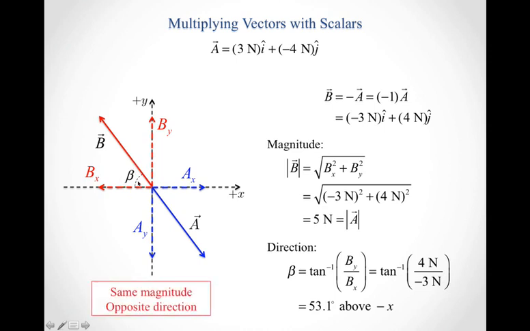So you can see that vector B has the same magnitude as vector A. It points in the opposite direction.